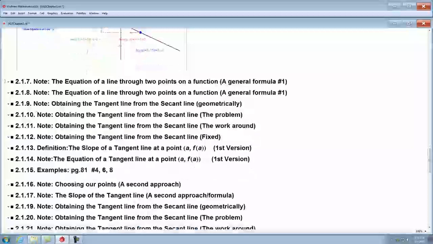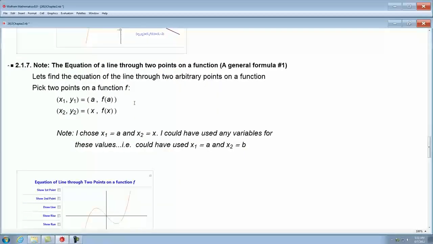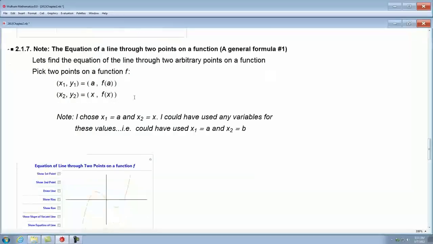Okay, now let's take a look at trying to come up with a general formula for any function, trying to find the equation of the line through two points on an arbitrary function. So here's the way I'm going to do this. Instead of giving you exact values to plug in, let x1 and y1 be a, f of a. So whatever number you plug in for a, that's the x-coordinate. f of a is the y-coordinate. We don't know what that is because we don't even know what the function is. And then x2, y2 is going to be x, f of x. So we're plugging in x for x, and then f of x will be our y-coordinate or our y2.